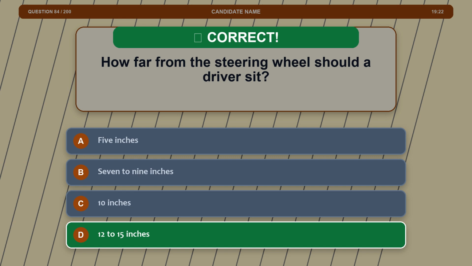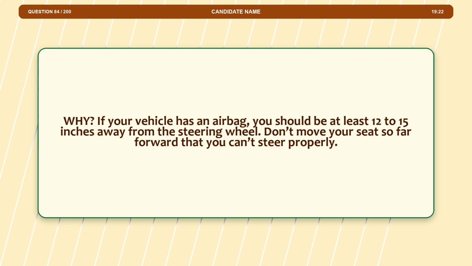The correct answer is option D, 12 to 15 inches. Explanation. If your vehicle has an airbag, you should be at least 12 to 15 inches away from the steering wheel. Don't move your seat so far forward that you can't steer properly.